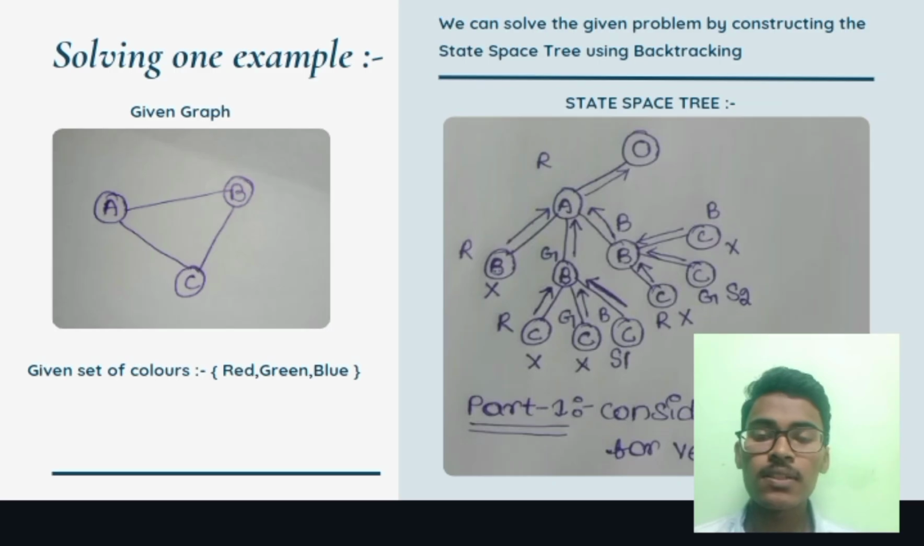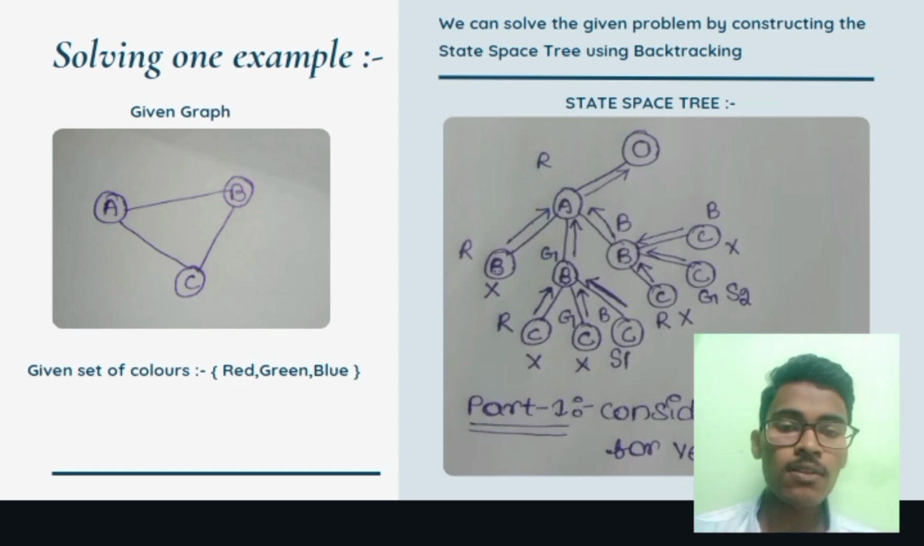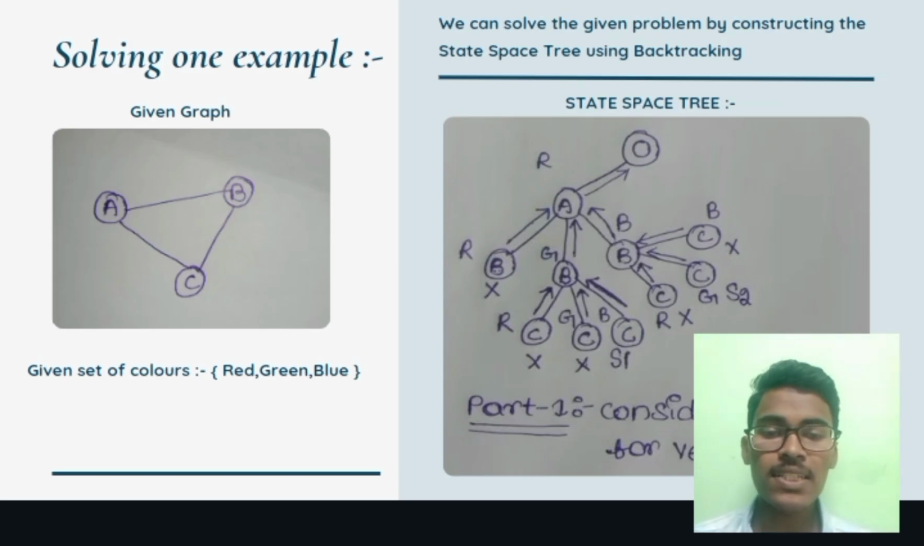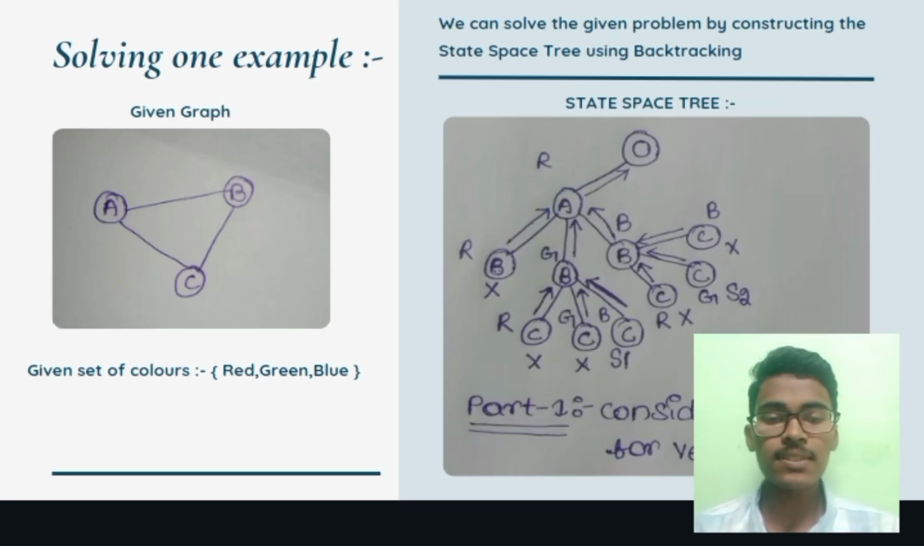Solving one example. Here is one graph ABC, and the given set of colors are red, green, blue, and we can solve the given problem by constructing the state space tree using backtracking. Here is the state space tree, and in the first part we consider the red color for vertex A. In part 2 we consider the green color for vertex A, and in part 3 we consider the blue color for vertex A.